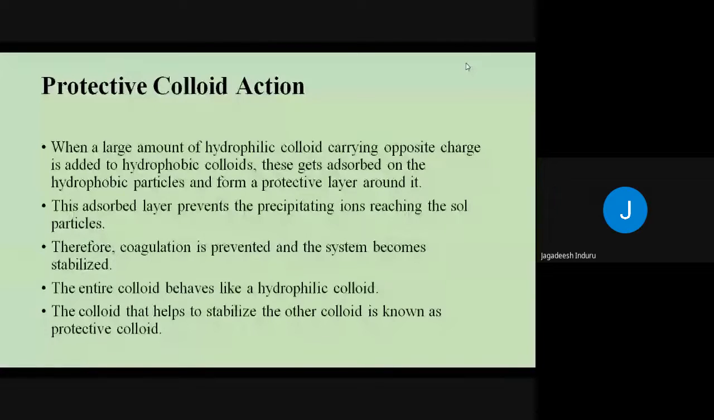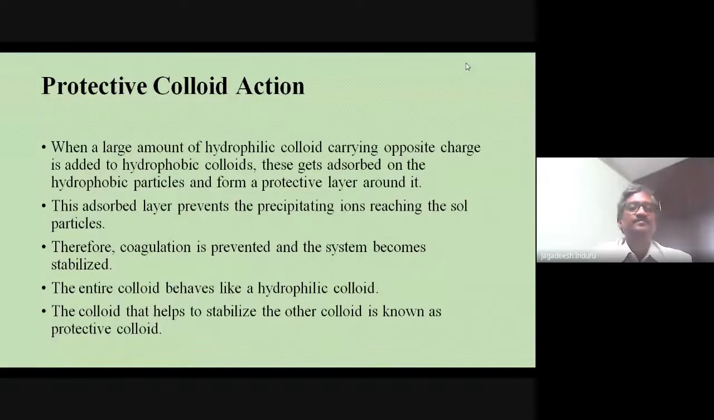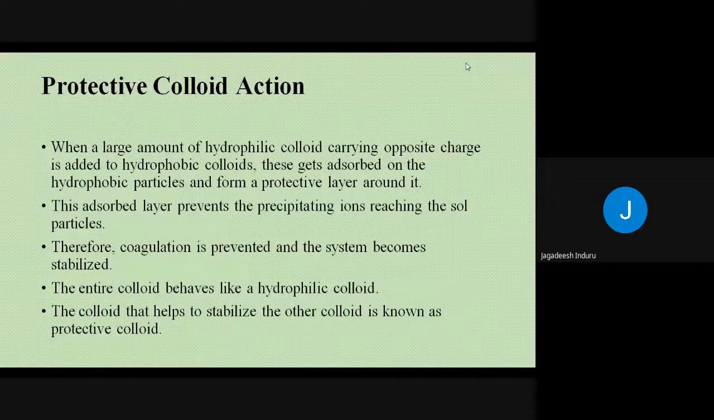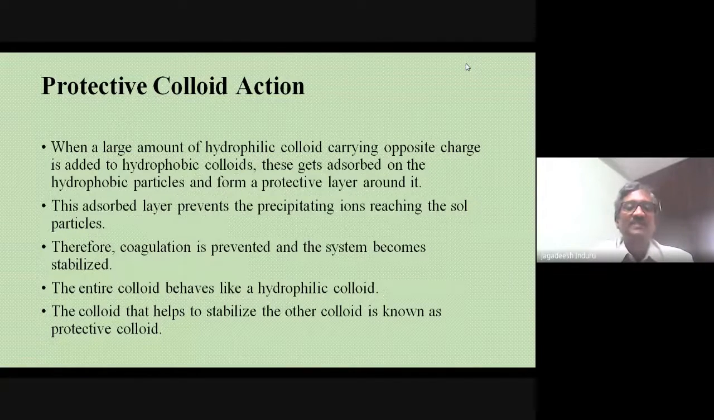This is actually called the protective action of a colloid system, where we are adding a lyophilic colloid as a protectant to stabilize a highly unstable, thermodynamically unstable colloidal system, that is lyophobic colloid. The entire colloid behaves like a hydrophilic colloid only, and the lyophobic colloid is losing its behavior because it is getting a solvent sheet. Below that you have got the hydrophilic colloid. So the colloid that helps the stabilization of another colloid is known as a protective colloid.